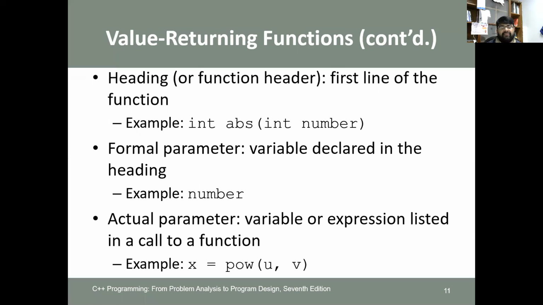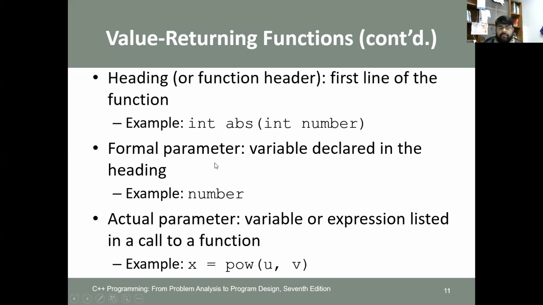The heading, or the function header, is basically the first line of the function. For example, it can be int abs(int number). This is what we call the function heading. I typically call it the function header. This represents the name of the function as abs, the return type is int, and the parameter it is storing is this. It requires only one parameter, which is number of data type int.